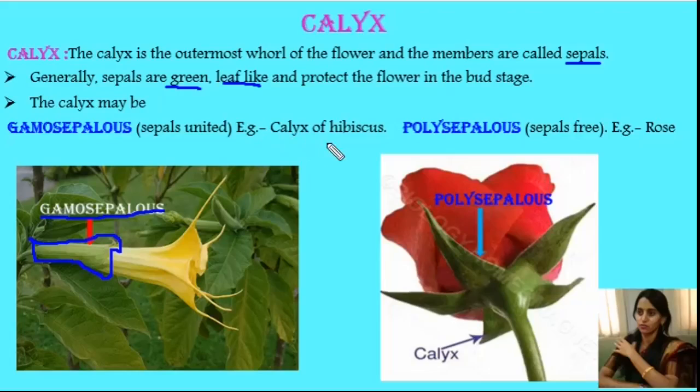In the hibiscus flower, the calyx, which is green in color, and the sepals are fused. Okay, so an example for gamosepalous condition is the calyx of hibiscus.